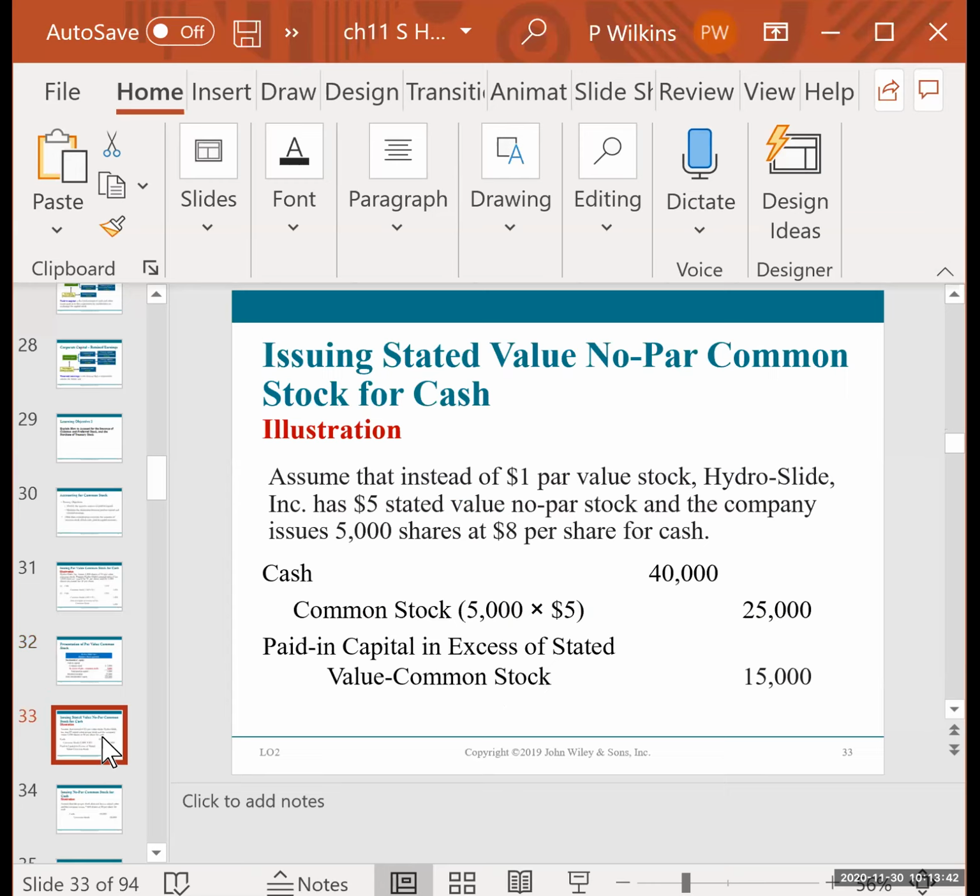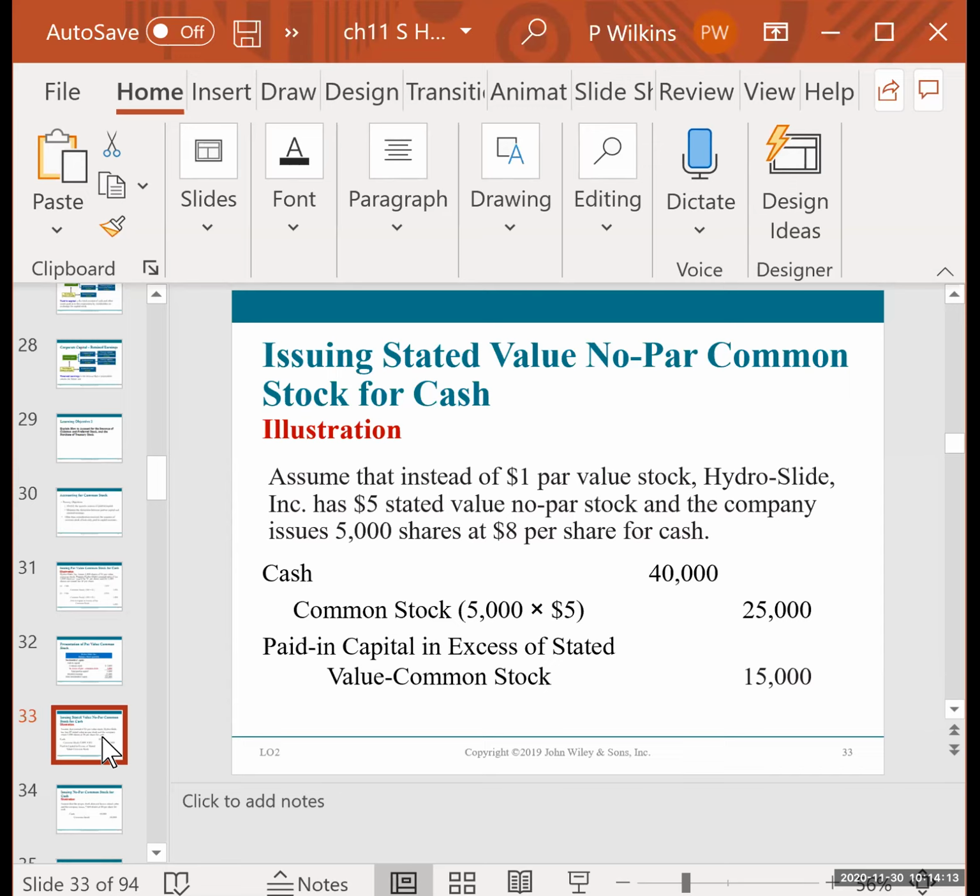Okay, so next one. So now we have a no par stock, and no par stock, when you do the entry, it's not listed as no par. The account is called stated. Now, why they just don't call it stated all the time, I don't know. But assume that instead of $1 par value stock, Hydroslide Incorporated has $5 stated value, no par stock, and the company issues 5,000 shares at $8 per share for cash.